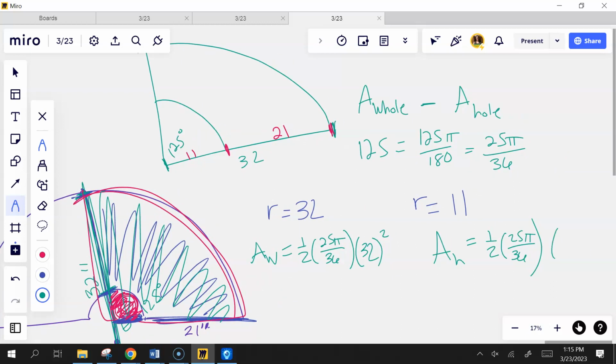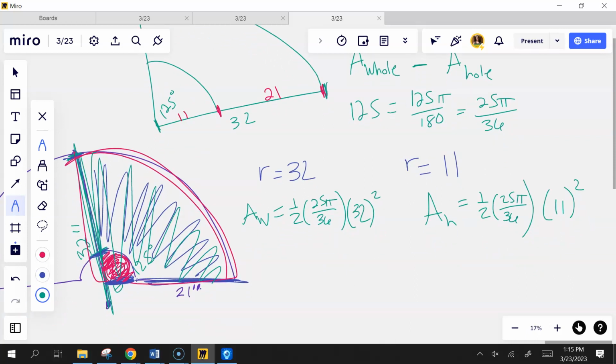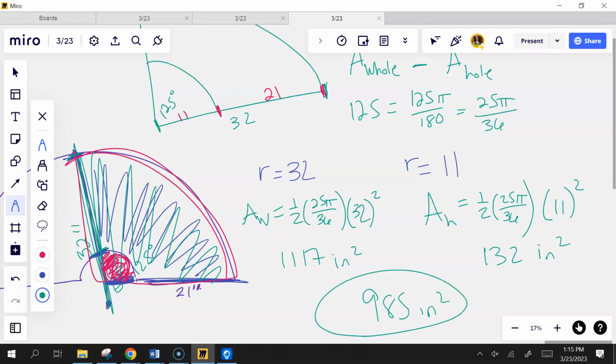I tried it. All right, so this one you get about 1,117 square inches. For this one, you get about 132 square inches. And if I subtract them, you should get about 985 square inches. So your whole windshield is 1,117 square inches. And then the little hole that it's not cleaning, you're getting robbed by 132 square inches that it's not cleaning. Which means that it is cleaning 985 square inches.